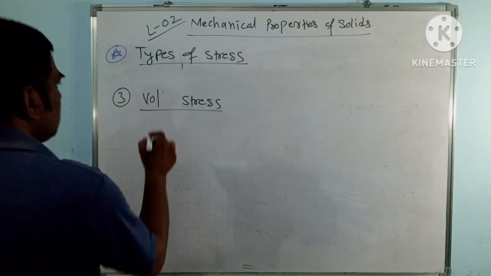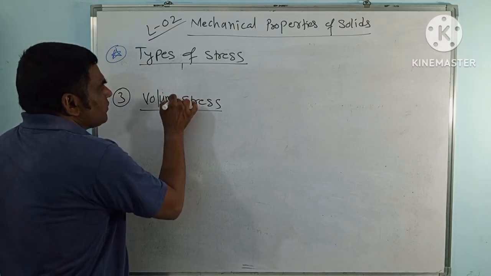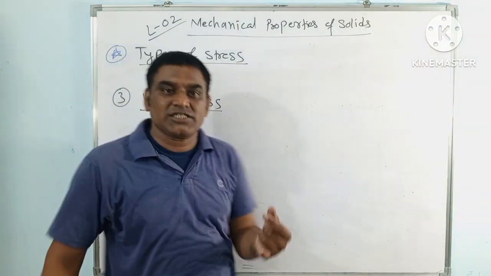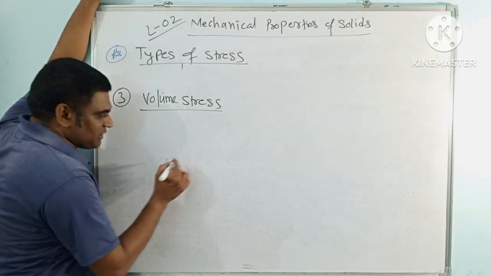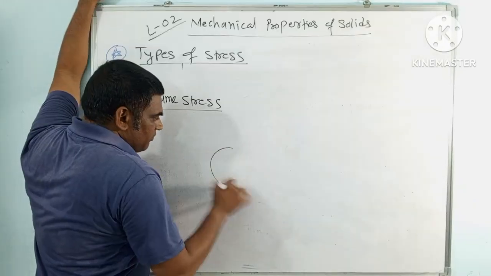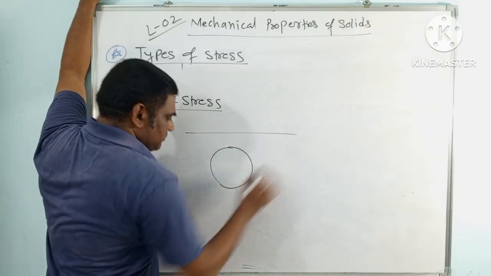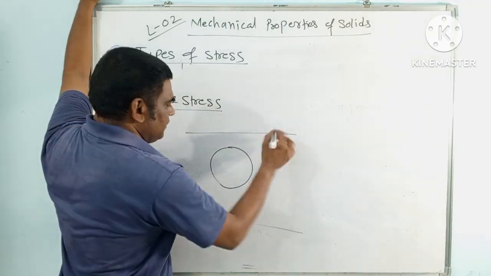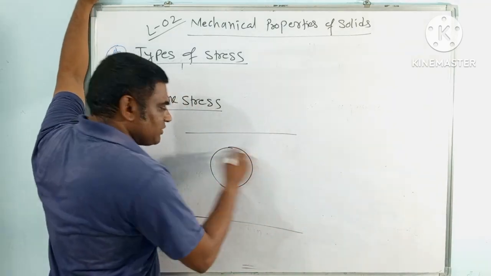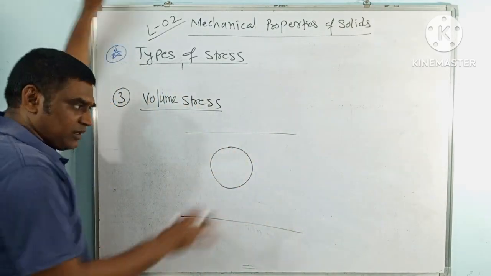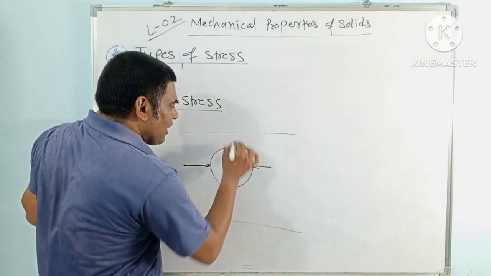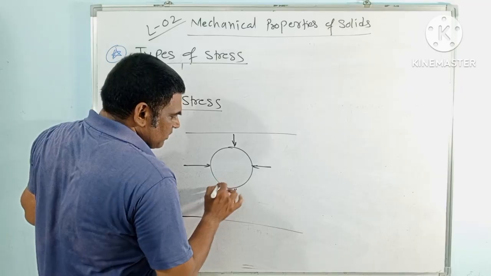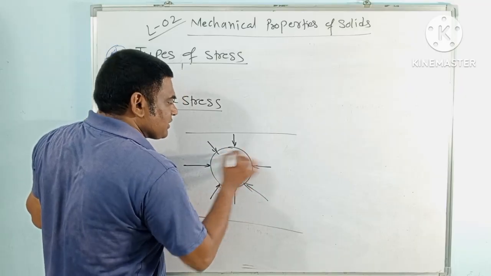Then the third type, volume stress. First direct stress, then shear stress and volume stress. So what happens basically, suppose this is a liquid, and in that one sphere is kept, or any spherical body is there. What will happen? There will be force acting in all directions on this.